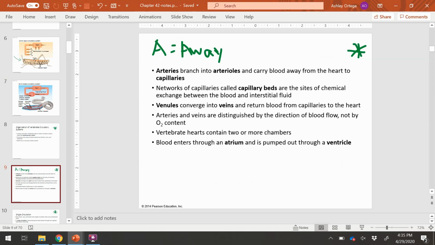And so we will see how vertebrate hearts have 2 or more chambers. And in the heart, there will be an atrium that will allow blood to enter and be temporarily stored. And then it's going to be pumped through a ventricle chamber, which is a muscular chamber.